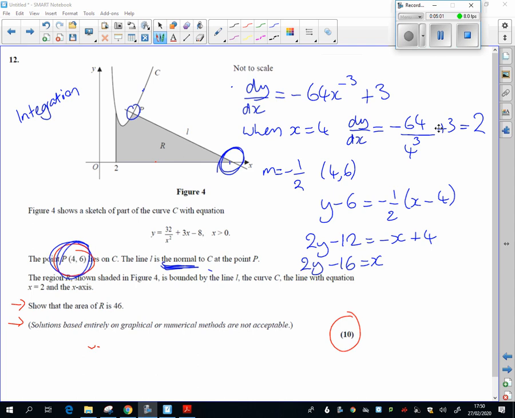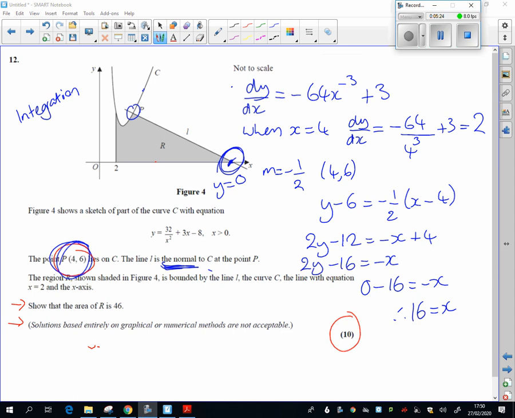Sorry about that. I knew I'd gone wrong. I just couldn't figure out why. It's just because I lost the minus there. Right. Okay. So what am I actually looking for? I'm looking for that coordinate there. So that's when y is 0. So 0 minus 16 is minus x. So x is 16 there.